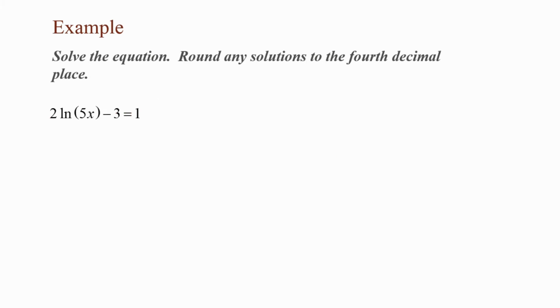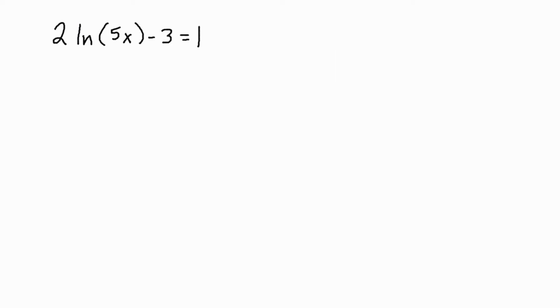In this example, solve the equation. Round any solutions to the 4th decimal place. 2 times the natural log of 5x minus 3 equals 1. We'll work this problem similar to working our problems with the log when we have to solve for a variable. It's helpful to remember that the natural log of a equals c and e to the c power equals a.